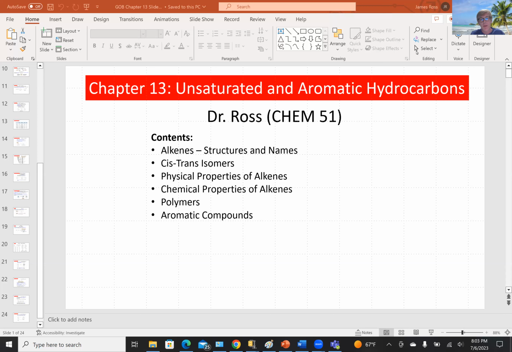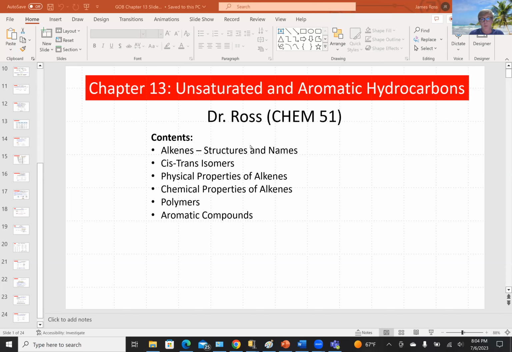Today, we're looking at Chapter 13, which is going to be unsaturated hydrocarbons for the most part. We'll look at one example of an aromatic hydrocarbon, just because at this level, there's really one canonical example, but we're not going to be looking at aromatic hydrocarbons in general.